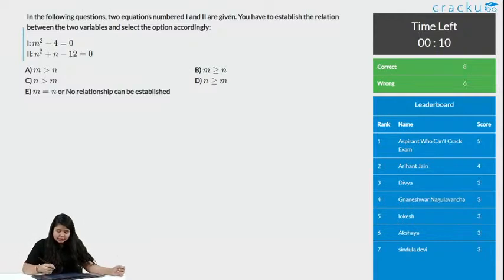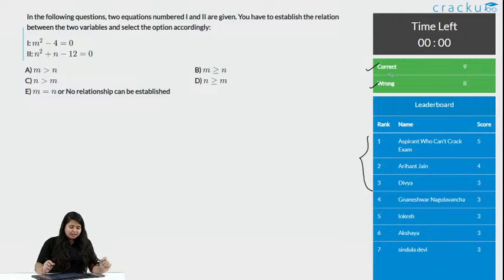Okay, yeah, the 3 top scorer with us right now. As you can see here, the first is aspirant who can't crack exam, Aryan, Jain and Divya. Chalo, with this we have 9 people who got this correct and 8 wrong. This is a very easy equation. So, let us see.